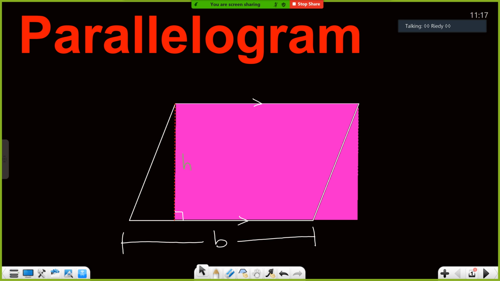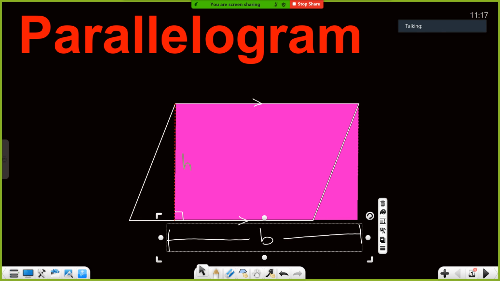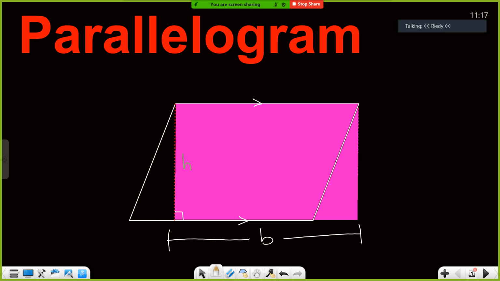You know how to find the area of a rectangle, right? Notice, the base moved, but the base is also the same. This distance that I have labeled, I can just take this and shift it over, and now it is the base of the rectangle. So, therefore, the area of a parallelogram is base times height. It's the same as the formula for the area of a rectangle, with a little twist.